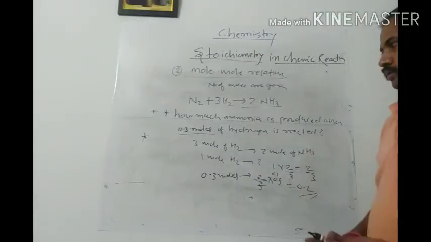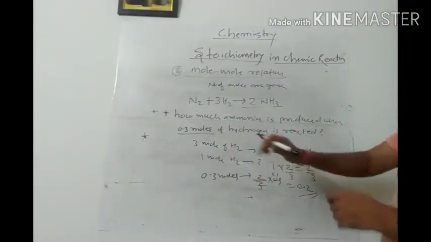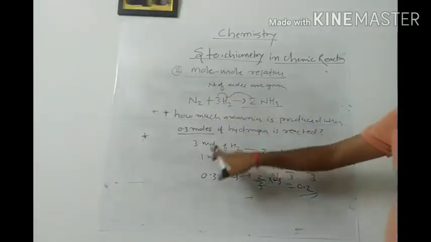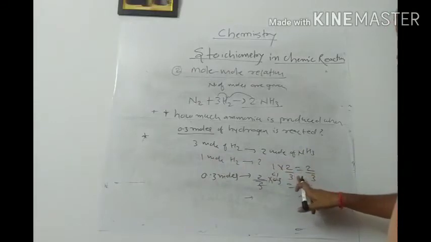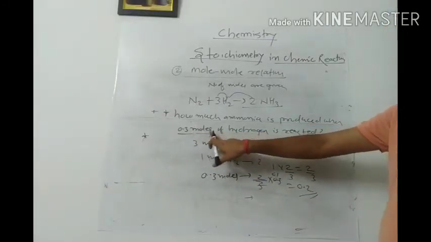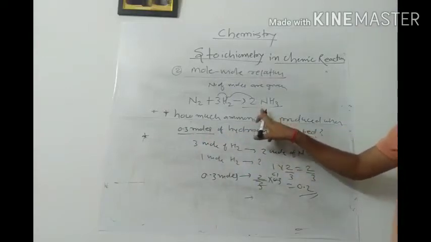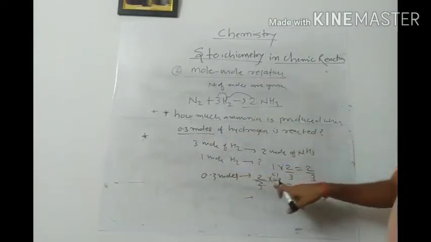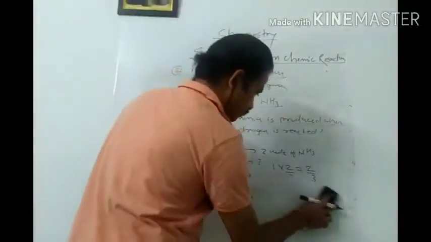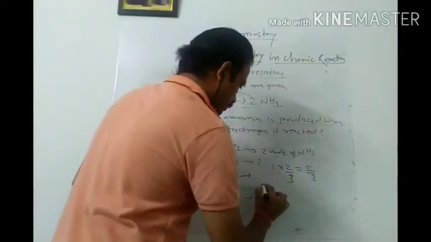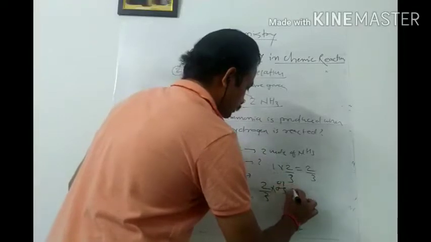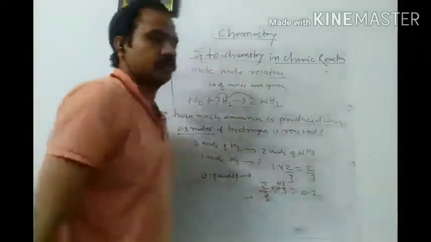So we have to consider the given relation first. Here I write 3 moles of hydrogen gives me 2 moles of ammonia. Calculate for 1 mole, which is found to be 2/3, and according to the question we have to find out how much ammonia we get for 0.3 moles of hydrogen. So just multiply by 0.3. I will write it once more so it is clearer: 2/3 into 0.3, it cancels, 0.1, and 0.1 times 2 is 0.2.